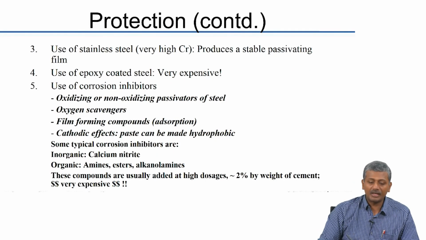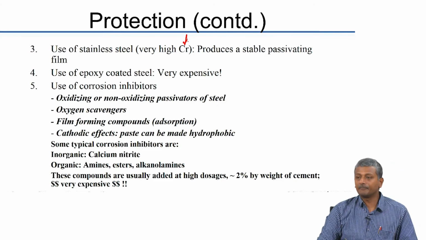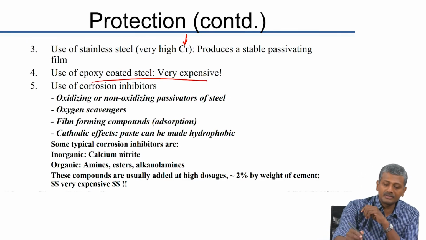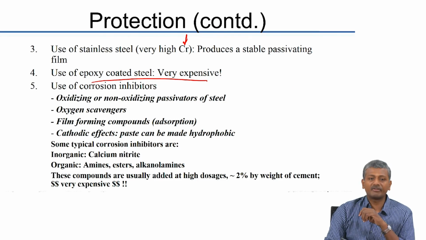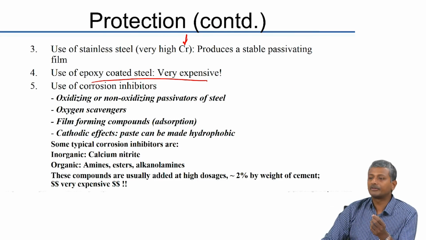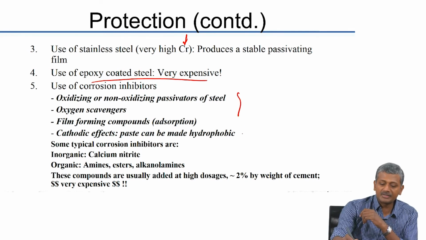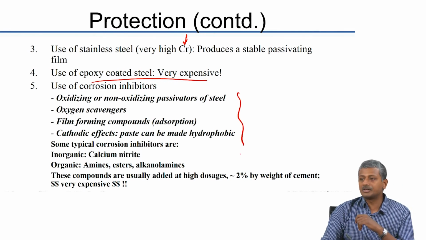Stainless steel has a very high chromium content that makes a passivating film very stable, and that prevents further corrosion of the steel. Epoxy coated steel is very expensive. We also talked about the fact that blisters or pinholes in epoxy coated steel could actually make its performance worse than regular steel. Corrosion inhibitors can be of many types. We discussed the mechanisms earlier.